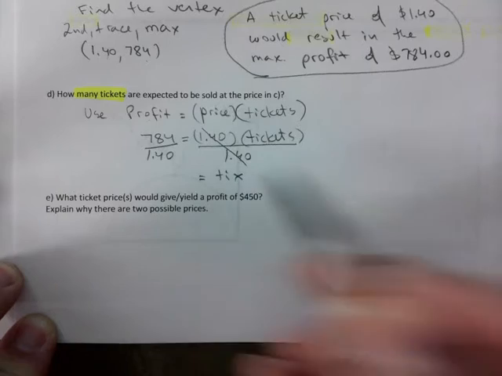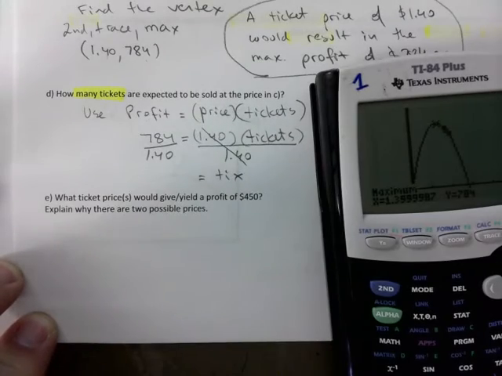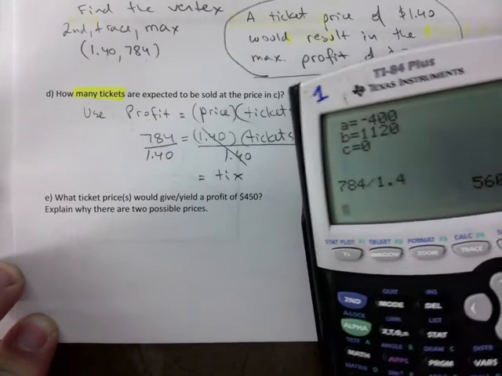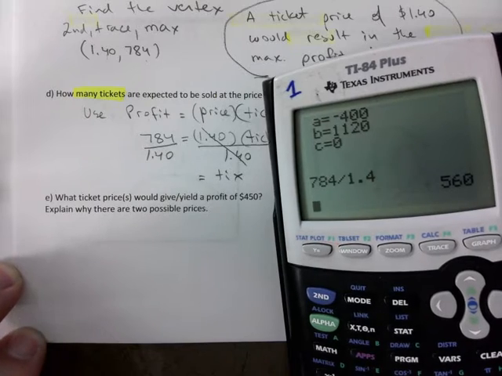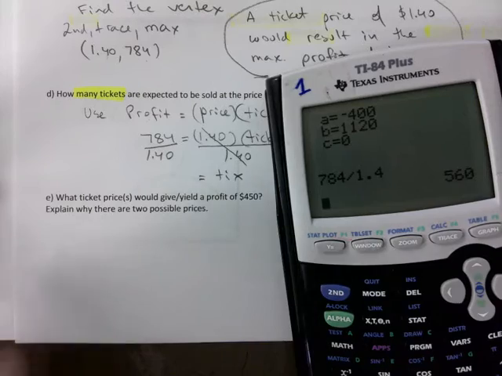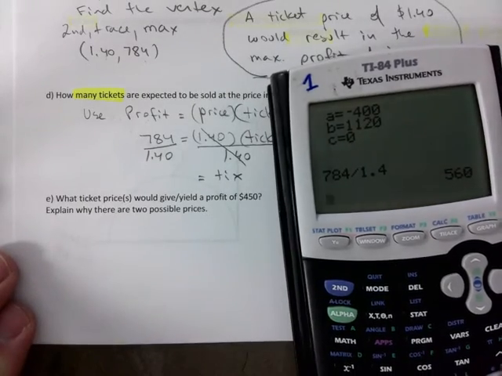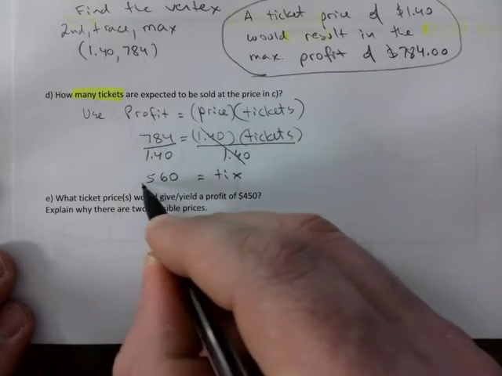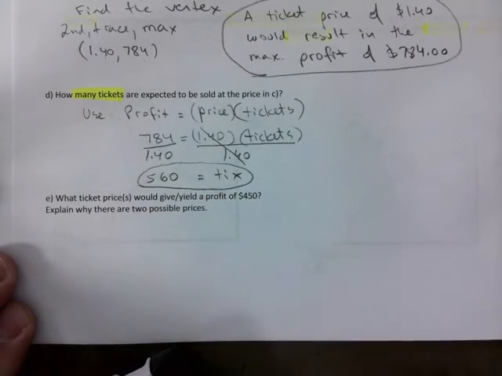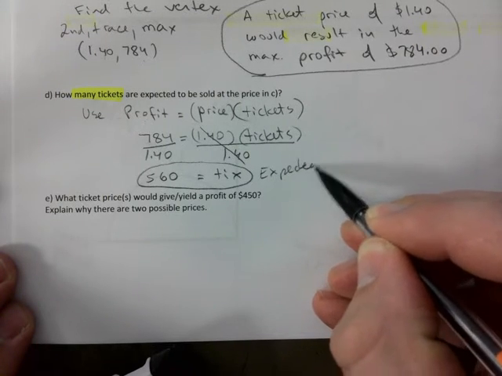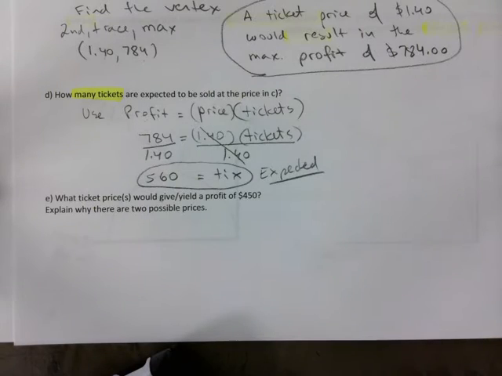and then you say that tickets are 784 divided by 1.40. That's exactly 560. If it's not exact, you have to round. Okay, so write down the decimal and then go approximately, round it up or down accordingly, so 560 tickets expected.